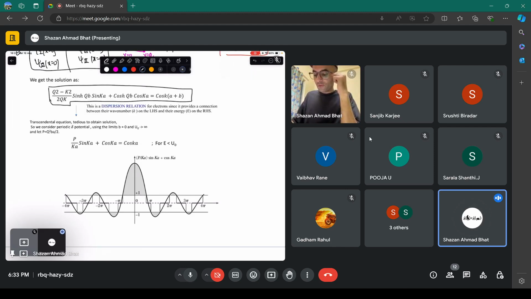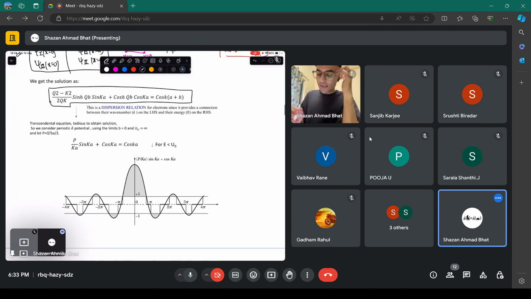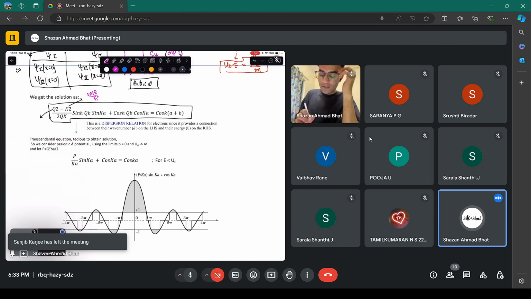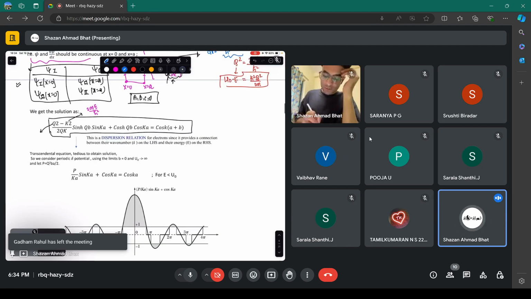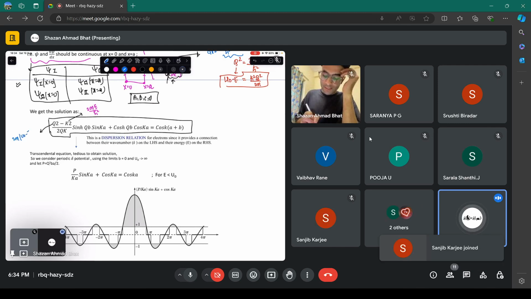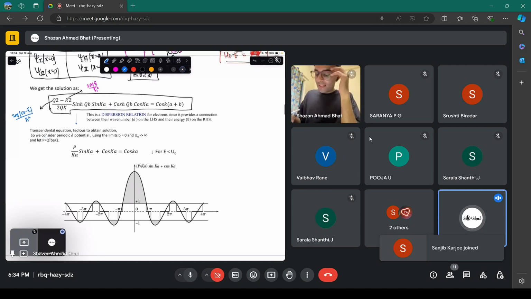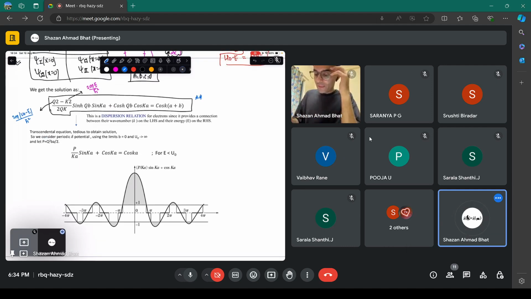Now, what this equation is telling you: you remember this q we defined earlier, and this k we defined earlier. This k was such that k squared was equal to 2mE divided by h bar squared, and this q was equal to the square root of 2m(U naught minus E) divided by h bar squared. So what this equation is telling you, there is a left hand side and there is a right hand side.